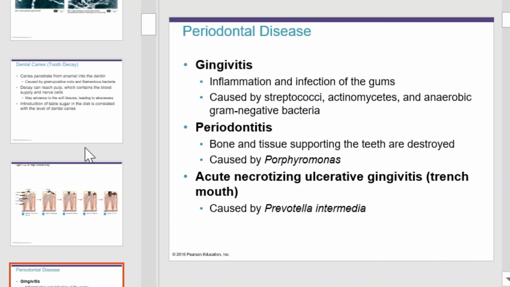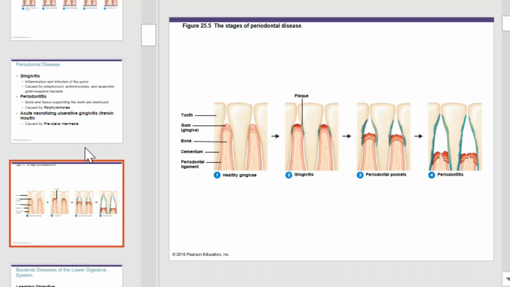Periodontal disease. Gingivitis is inflammation and infection of the gums. It's caused by streptococci, actinomyces, and anaerobic gram-negative bacteria. Periodontitis is bone and tissue supporting the teeth being destroyed. Acute necrotizing ulcerative gingivitis, or trench mouth, is also a form of periodontal disease caused by Prevotella intermedia. This is an example of periodontal disease.